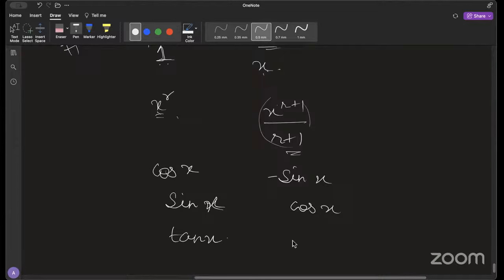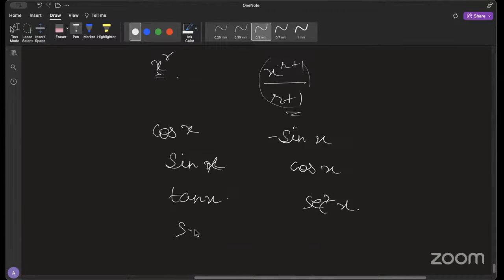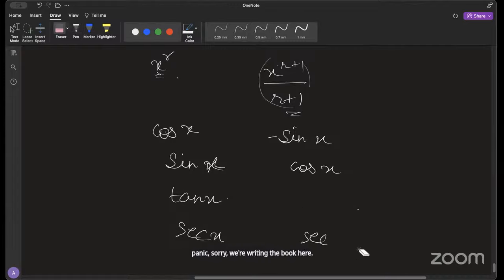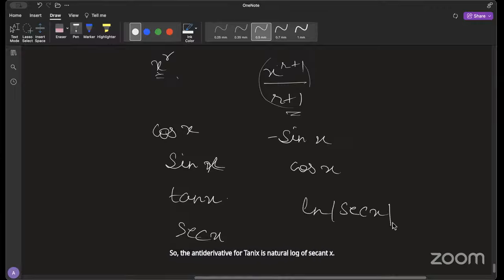For tan x, the antiderivative is secant square x. For secant x, your antiderivative is secant x tan x. Secant square x is the derivative of tan x, right? So the antiderivative for tan x is natural log of secant x. And the antiderivative for secant x is natural log of secant x plus tan x.